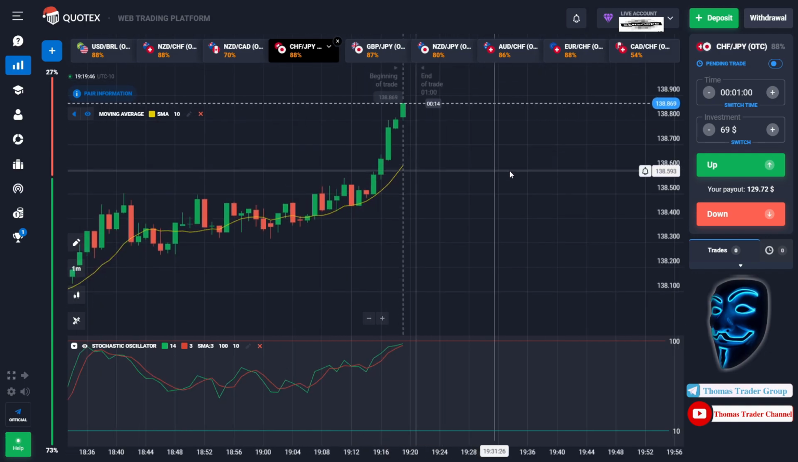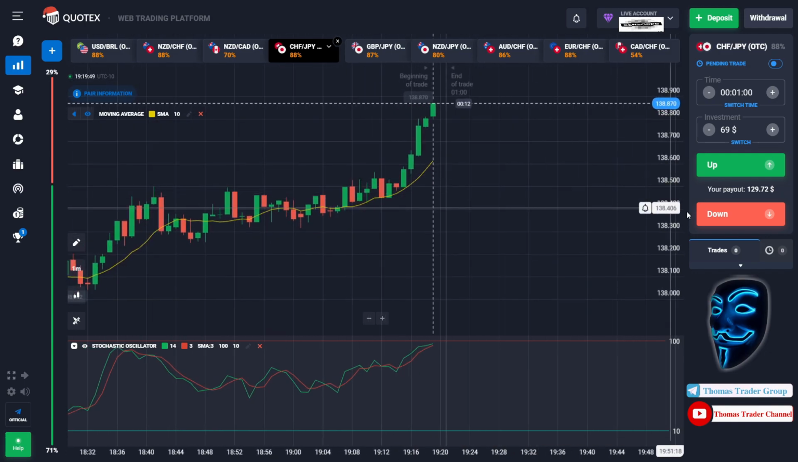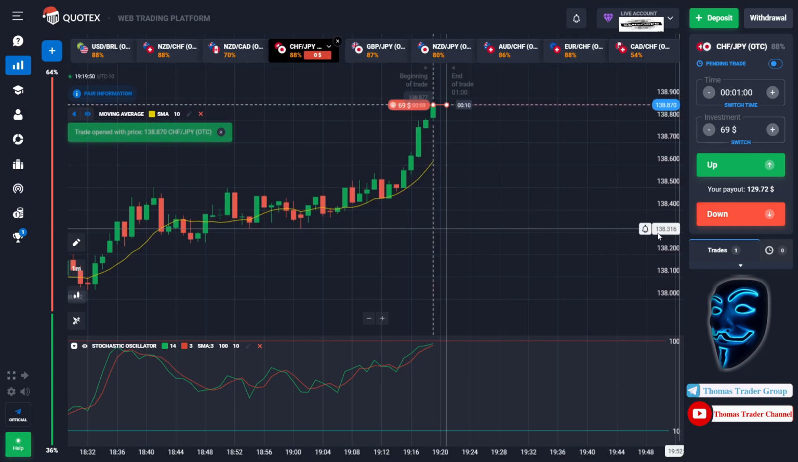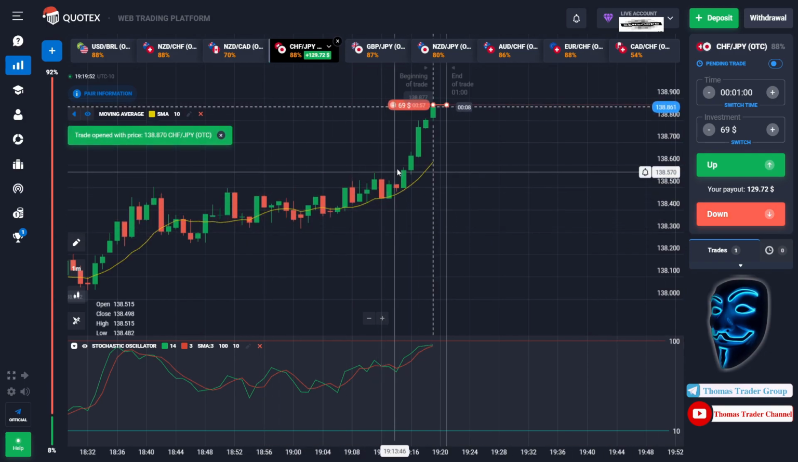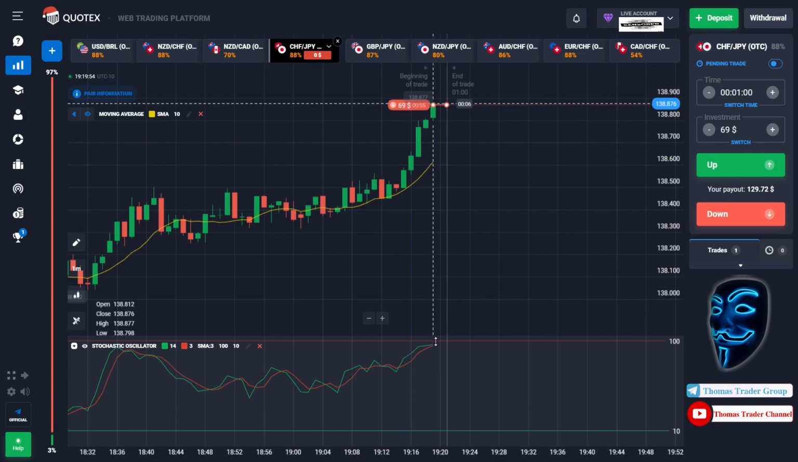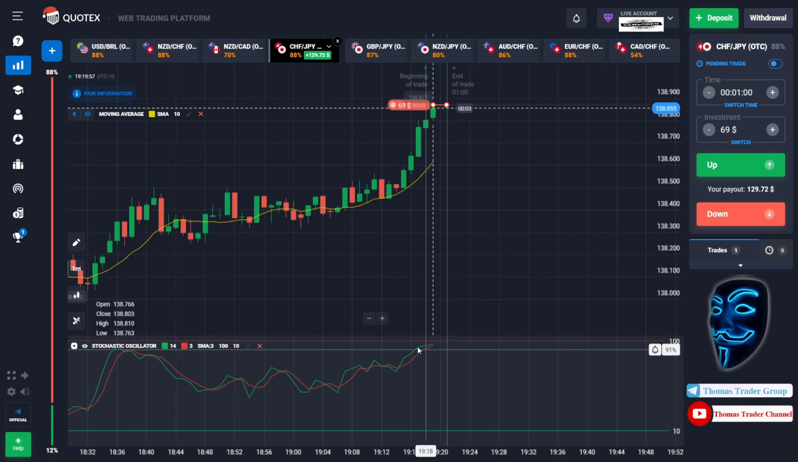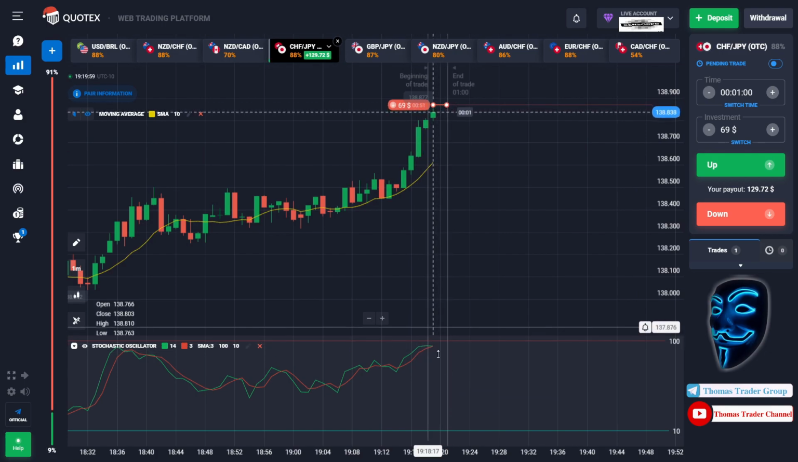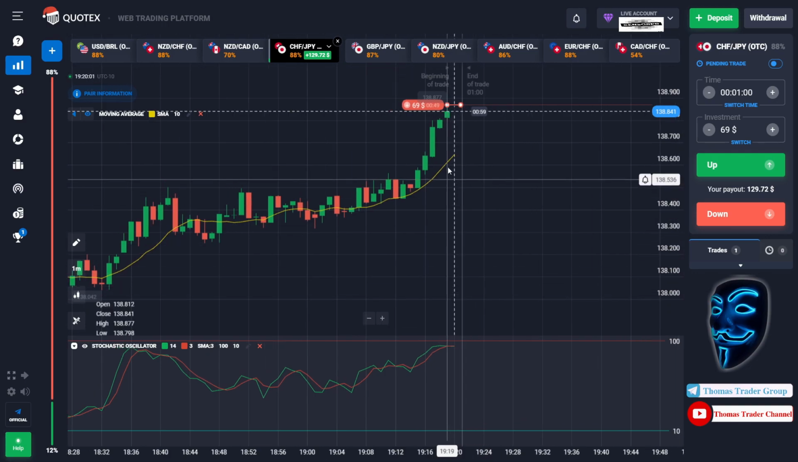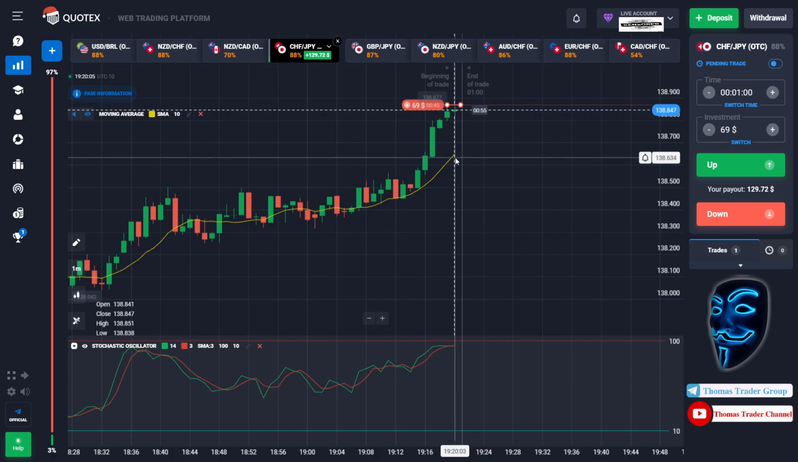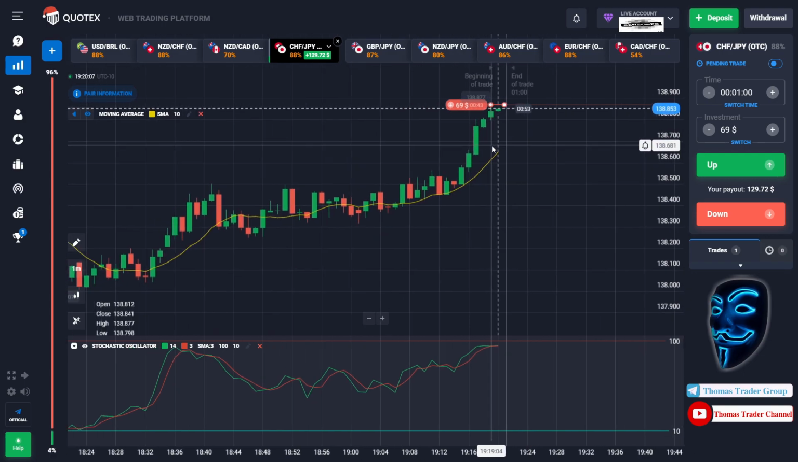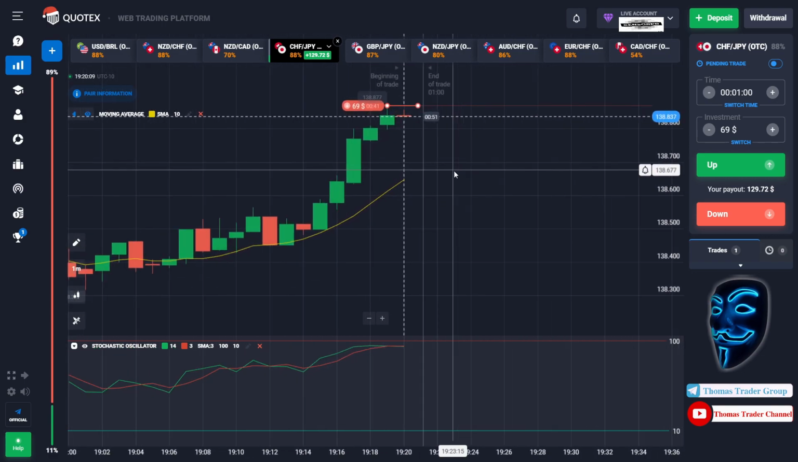And over here we can open sell for 1 minute. As you can see over here, the market is going bullish and the market has already touched the overbought area. When the market touches the overbought area, it will make a rebound and it will make a correction to the moving average line before it continue the bullish trend. Let's prove it and let's wait till the end of our trade.